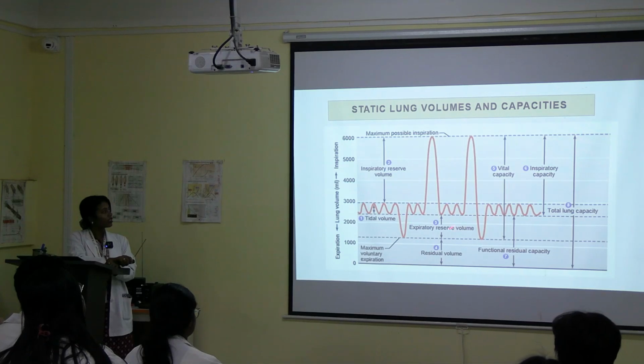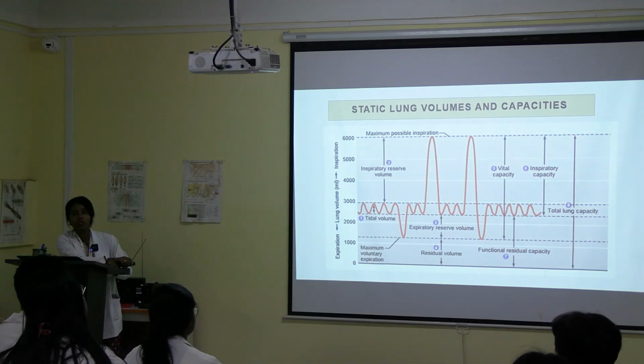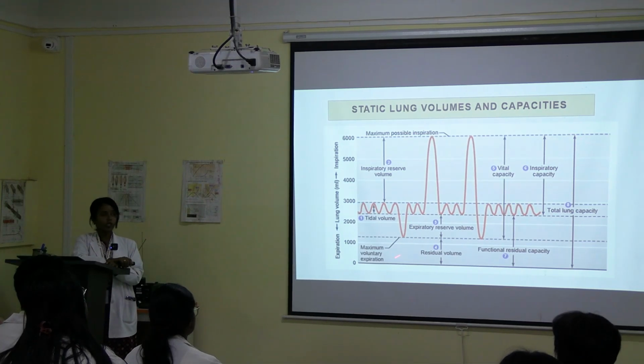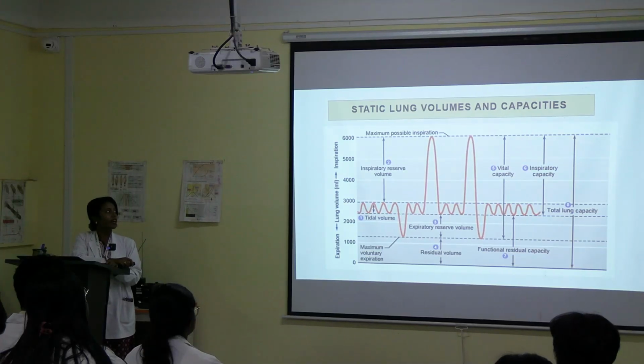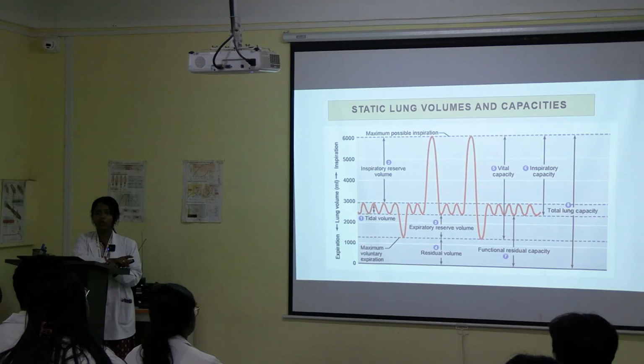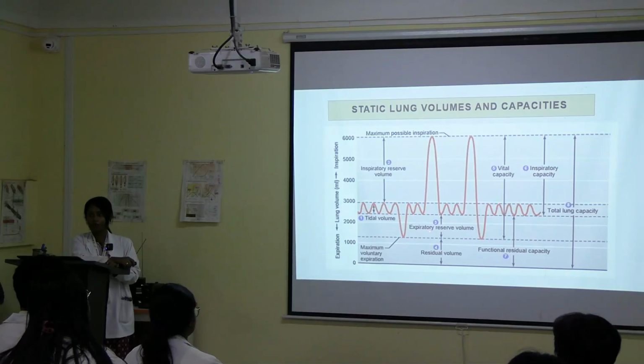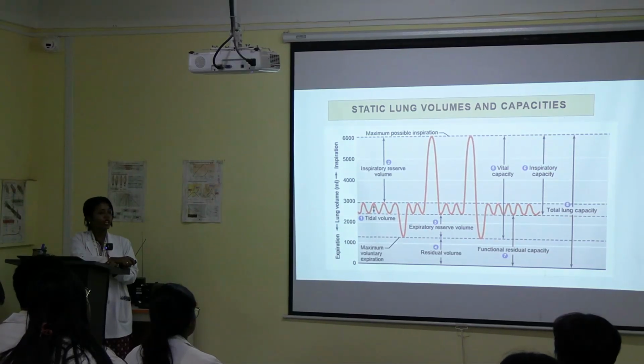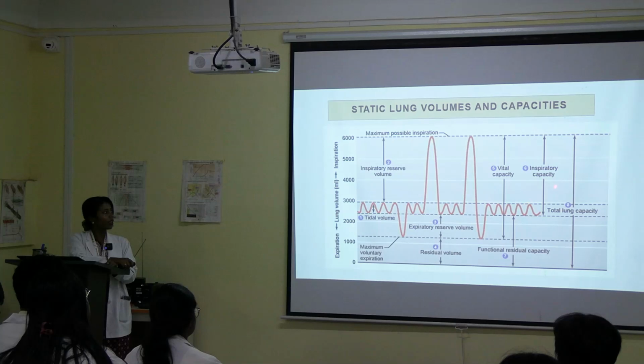Okay. So these things are basically recorded in a spirogram. So the procedure is called spirometry. Okay. The process of recording the lung volumes and capacities. Then spirometer is the machine. The name of the machine is spirometer. Okay. Then this is the graphical representation, spirograph, of various lung capacities and volumes. Okay. Then this is the total lung capacity.